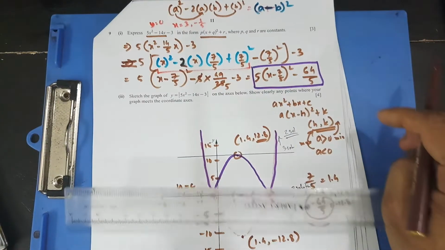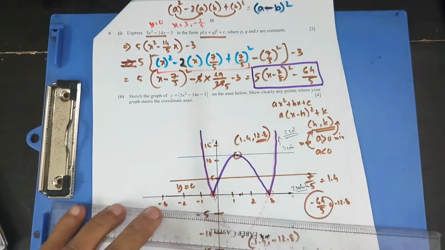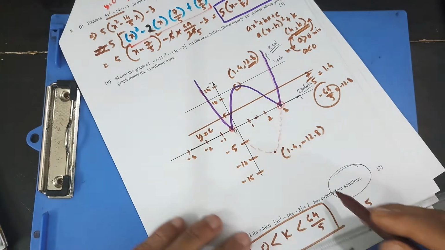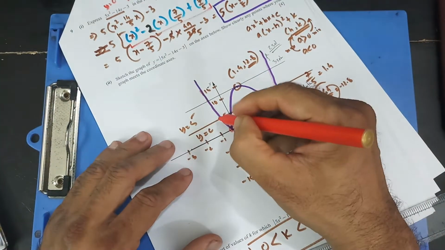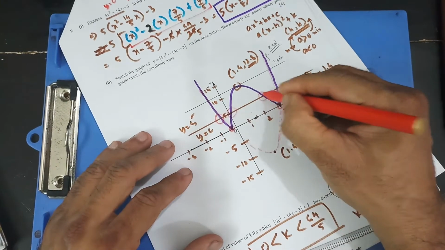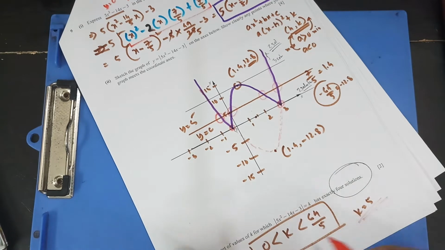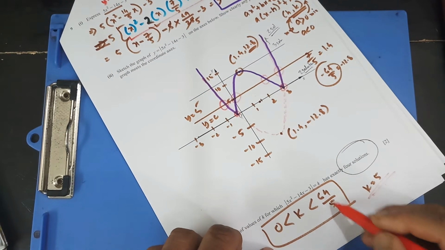Let me show you one example. If this is 5, and k equal to 5 over here, so y equal to 5, you can see that there is 1 solution, 2 solutions, 3 solutions, 4 solutions. So we are okay. Don't give this as the answer, this is just an example. So k is going to be greater than 0 but less than or equal to 64 by 5.